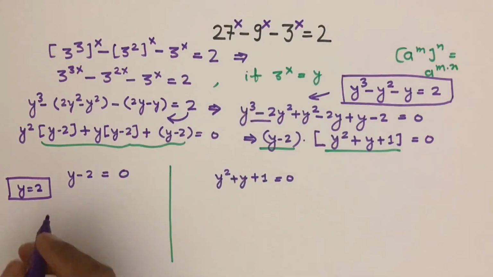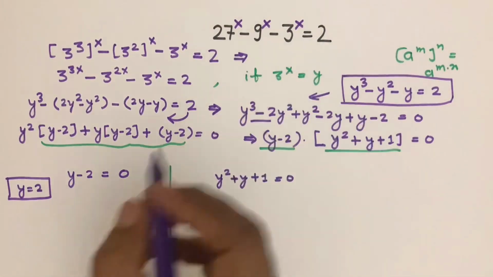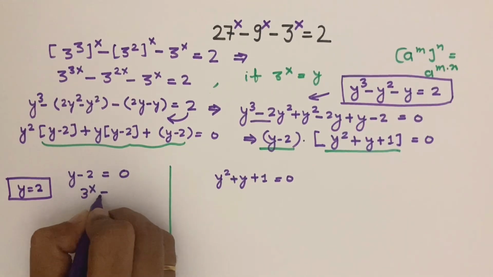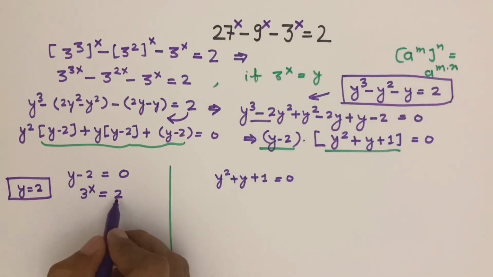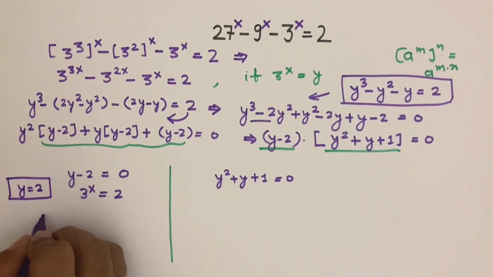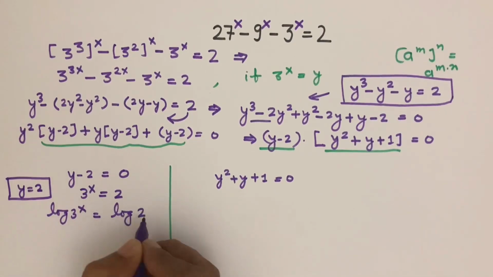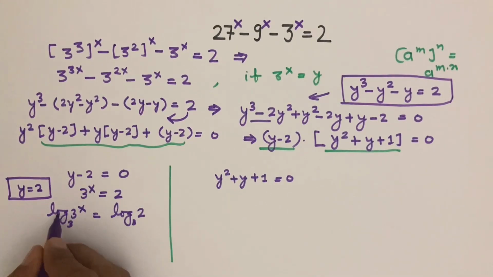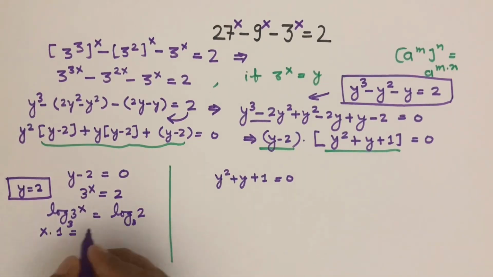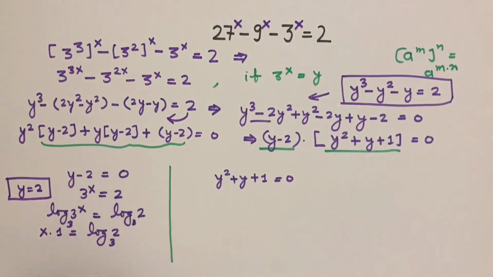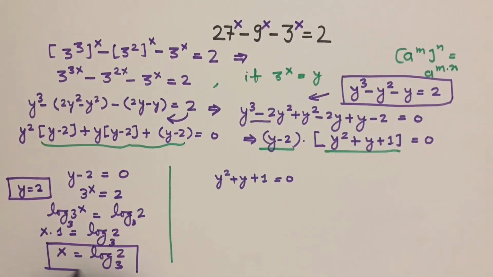As we assumed here y equals 3 to power x, so this becomes 3 to power x equals 2. Now take log on both sides, so this is log 3 to power x equals log 2. Keep base 3 on both sides, so this becomes log 3 base 3 is 1, so x multiplied by 1 equals log 2 base 3. So x equals log 2 base 3. This is one of the values for x.